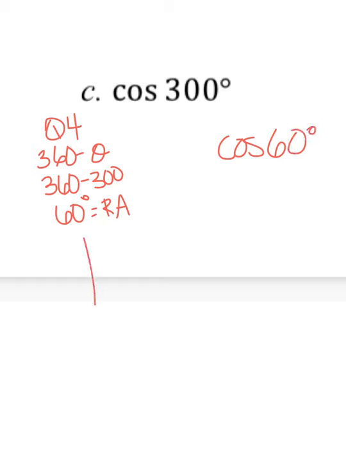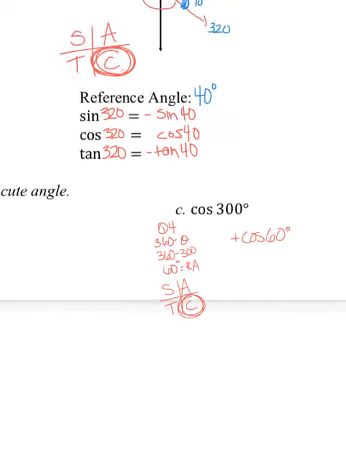But remember, we're in quadrant 4. All students take calc. Quadrant 4, only cosine is positive, so you don't put a negative in front. If you want to put a positive, you can, but you don't have to. If you're doing this on Delta Math, I suggest you don't put the positive. It might confuse the computer, but if that happens, then just let me know, and I'll totally take full credit for it. Okay? Let me know if you have any questions.